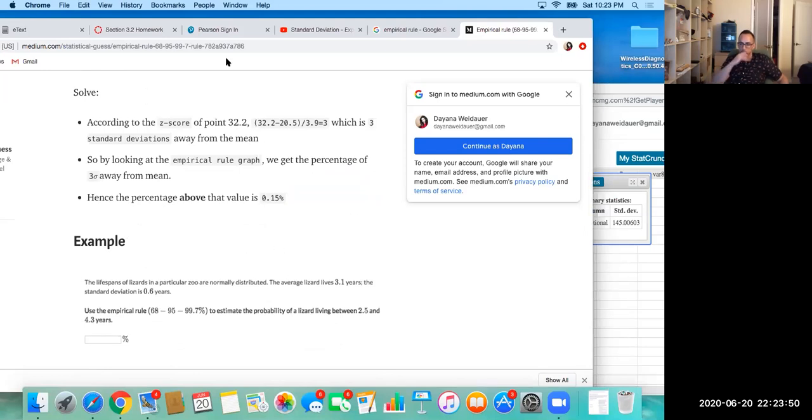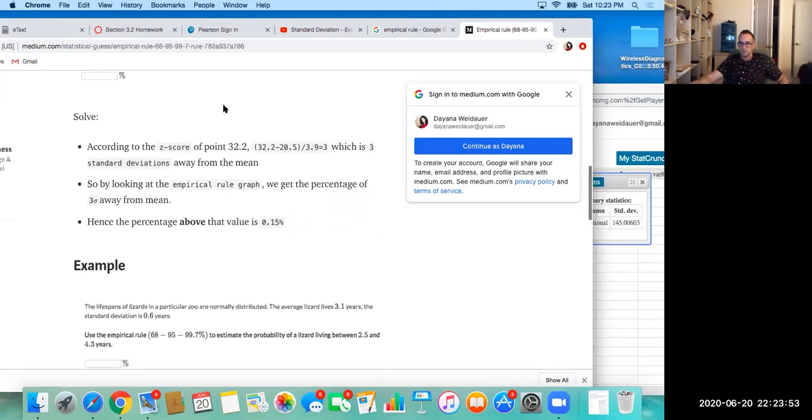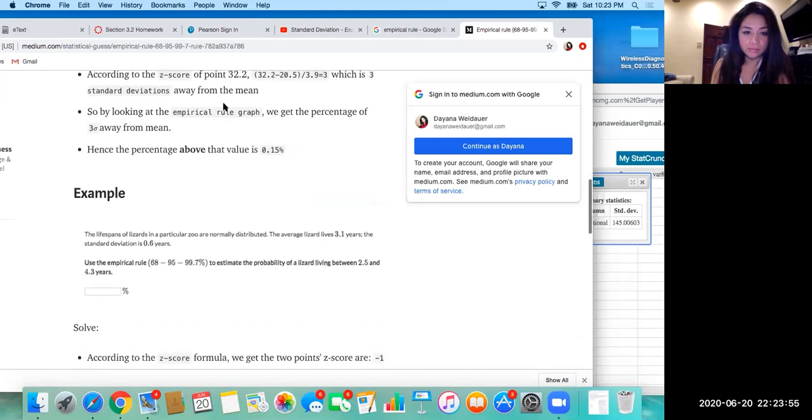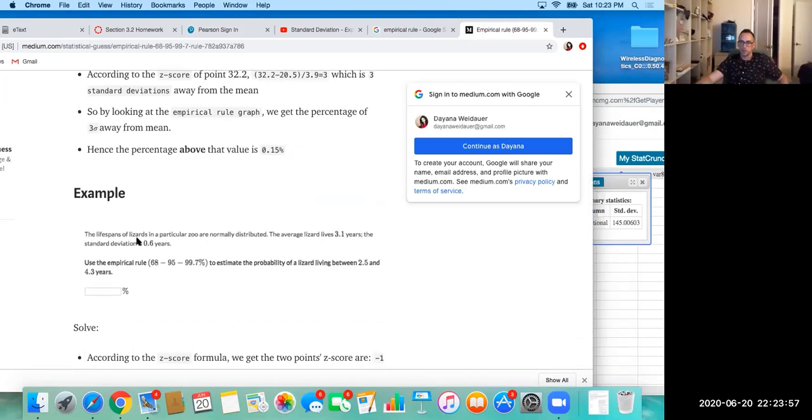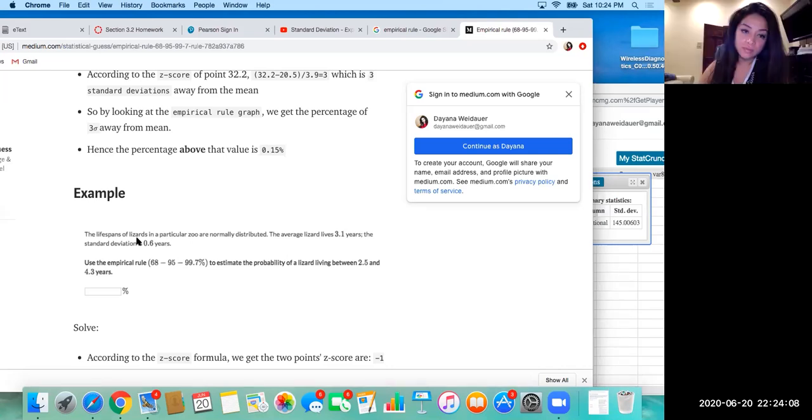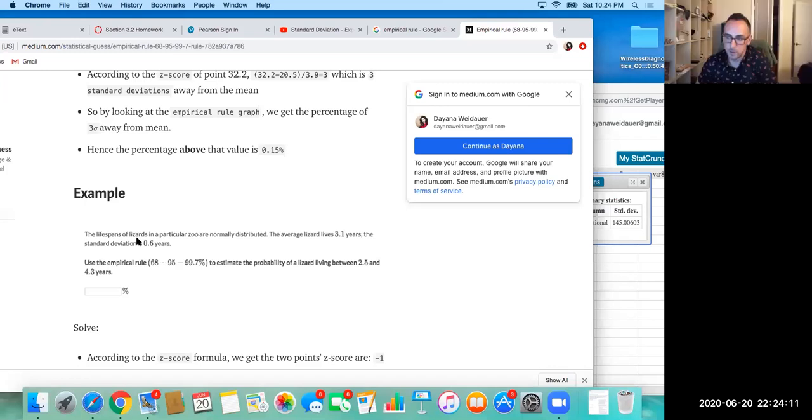So for example, which one are you doing? The lifespan of lizards in a particular zoo is normally distributed. The average lizard lives 3.1 years. The standard deviation is 0.6. Estimate the probability of a lizard living between 2.5 and 4.3 years. So 3.1, if I add 0.6, I get 3.7. If I add, so this one's actually tough.